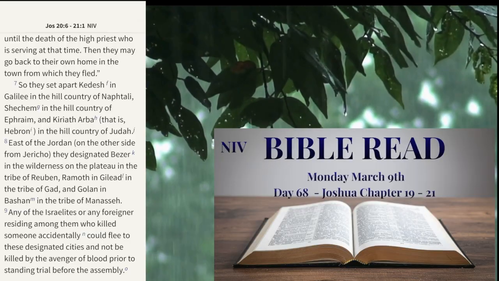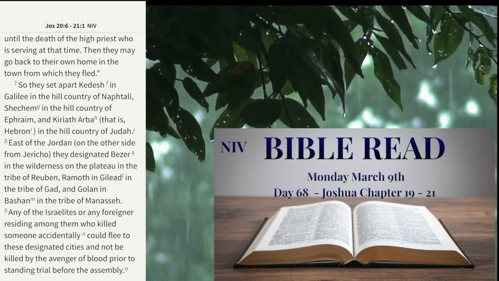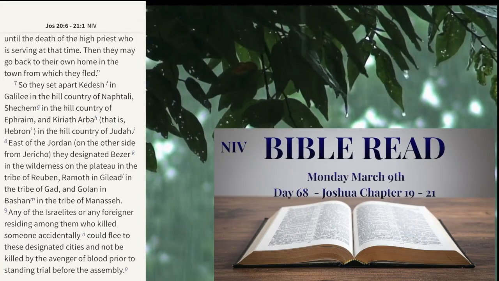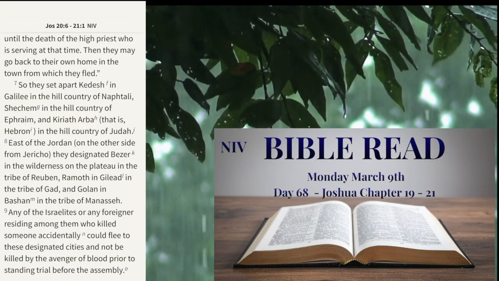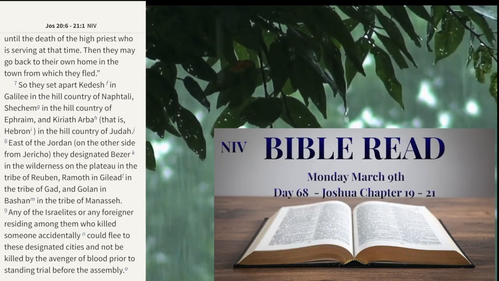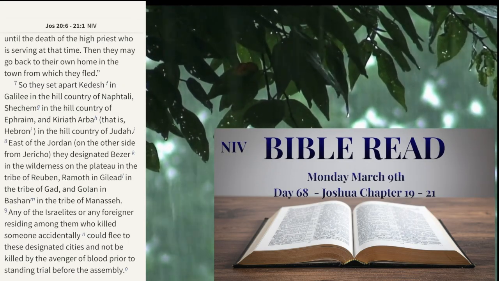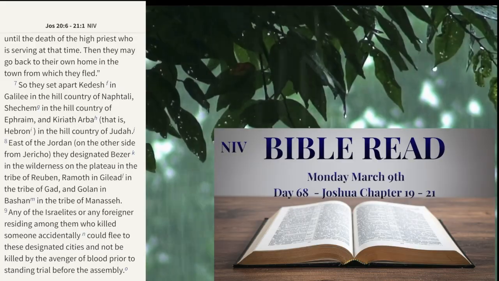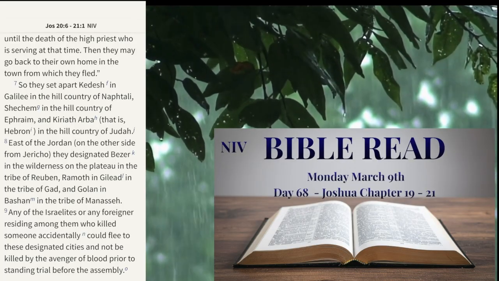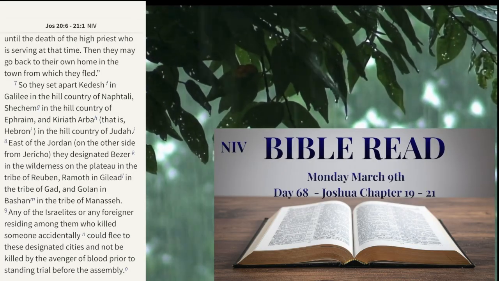So they set apart Kedesh in Galilee, in the hill country of Naphtali, Shechem, in the hill country of Ephraim, and Kiriath Arba, that is Hebron, in the hill country of Judah. East of the Jordan, on the other side from Jericho, they designated Bezer in the wilderness on the plateau in the tribe of Reuben, Ramoth in Gilead in the tribe of Gad, and Golan in Bashan in the tribe of Manasseh. Any of the Israelites or any foreigner residing among them who killed someone accidentally could flee to these designated cities and not be killed by the avenger of blood prior to standing trial before the assembly.